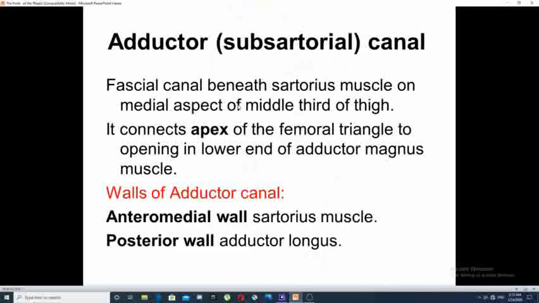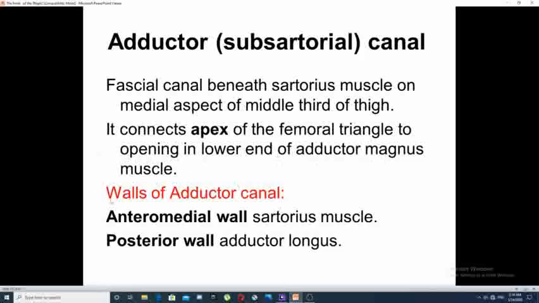Adductor canal or subsartorial canal. This is a fascial canal that lies beneath sartorius muscle on the medial aspect of the thigh. It connects the apex of the femoral triangle to the opening in the lower end of adductor magnus muscle.